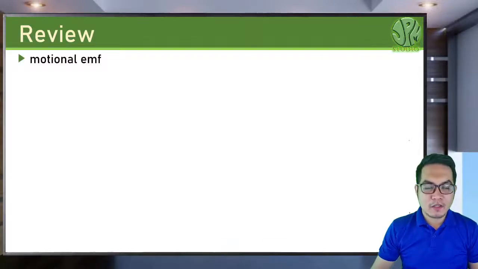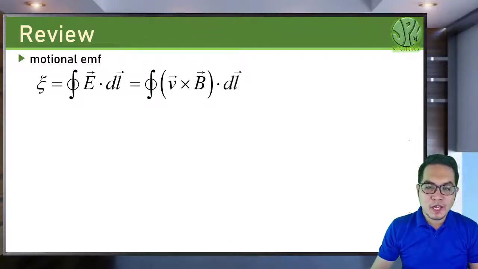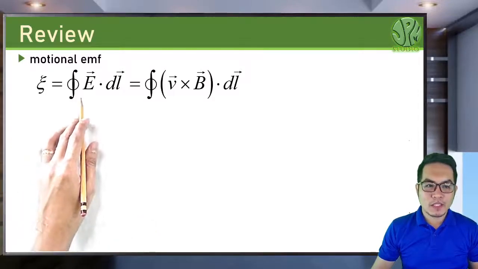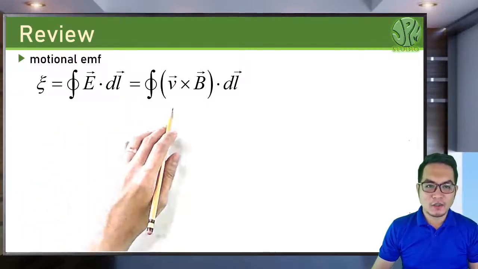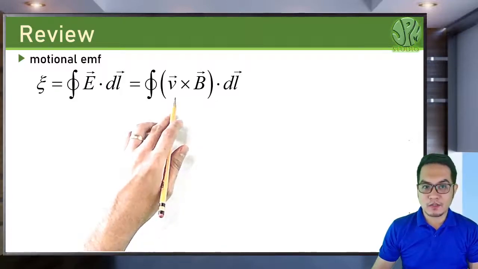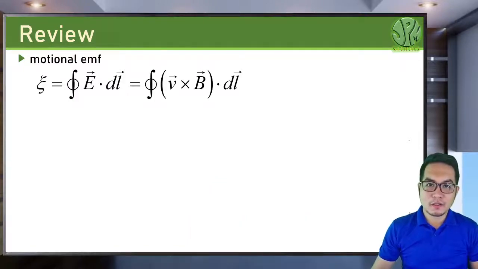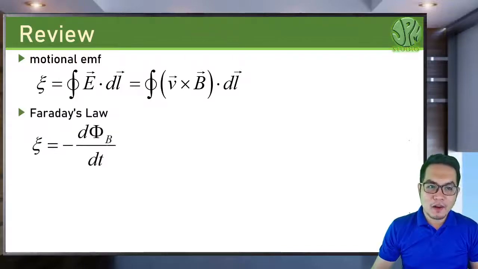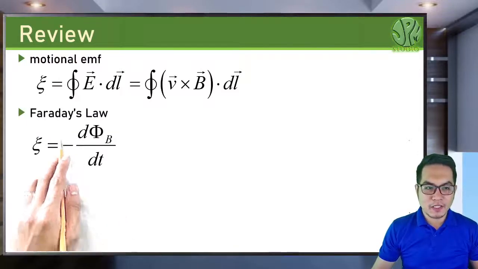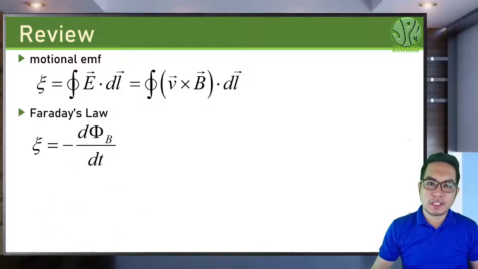In the previous lessons, we have discussed motional EMF, and it's basically just a potential quantity. It's equivalent to the integral of the induced electric field dot dl, where the induced electric field is essentially equal to v cross B, where v is the speed of the motion. We also related this to Faraday's law, the flux rule for motional EMF, that the EMF is also equal to the negative time rate of change of magnetic flux.